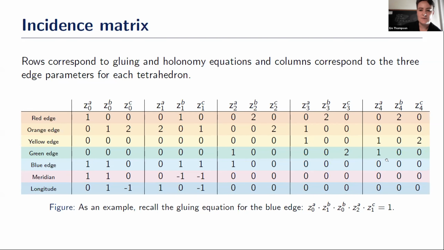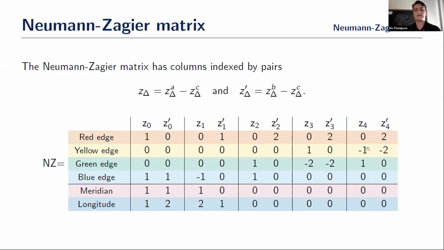So this is the incidence matrix. And then from that, you can generate the Neumann-Zagier matrix. Obviously this goes back to Neumann and Zagier. Basically, for each triple of columns, you take away the C column from the A column and the C column from the B column. The reason why is obvious if I had more time to tell you, but I don't. So that's just how we do it.